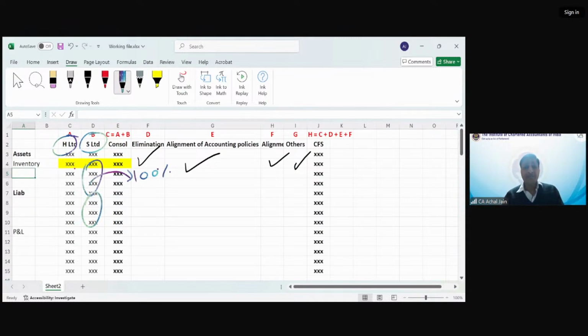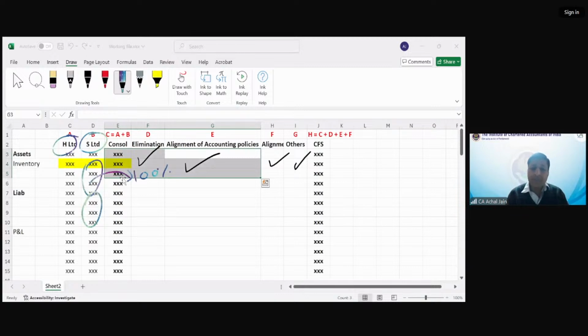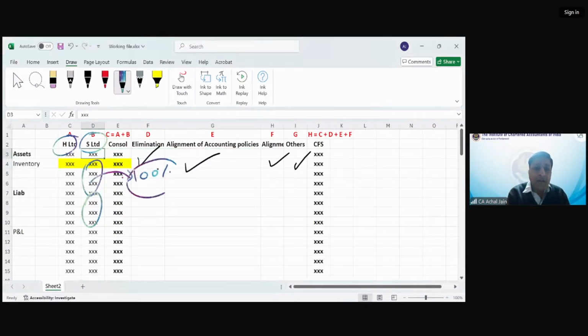But actually, what was the share of holding? Was that 100%? No. So even though share of holding was 80%, what did the holding company do? Picked up 100%.